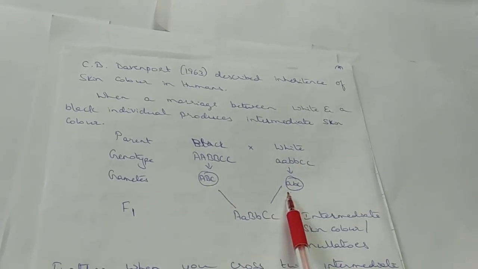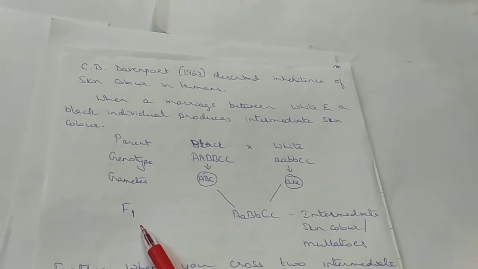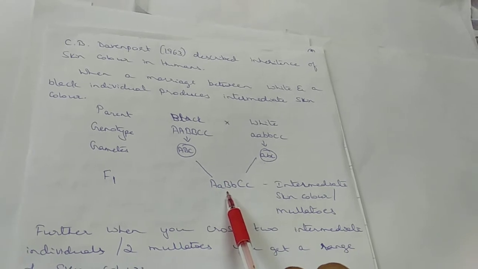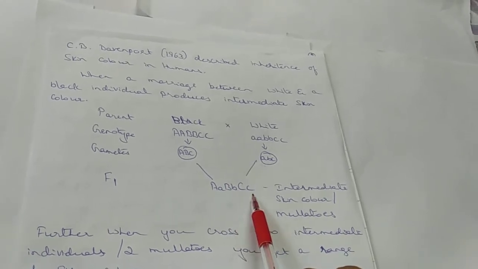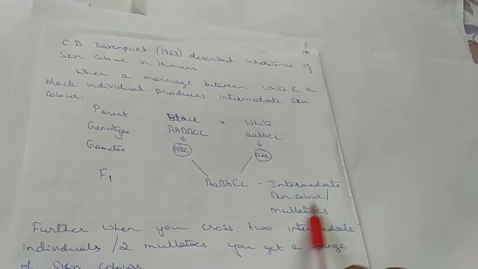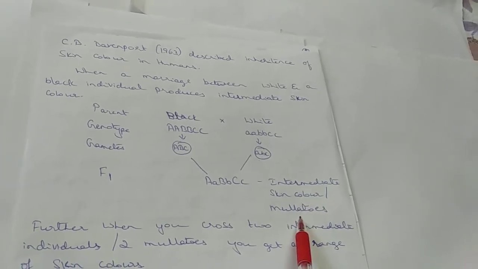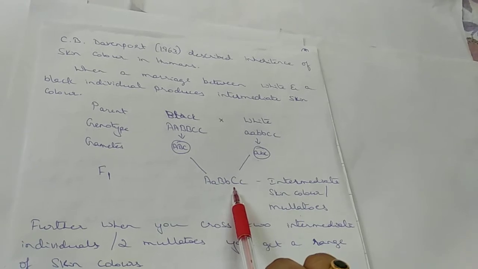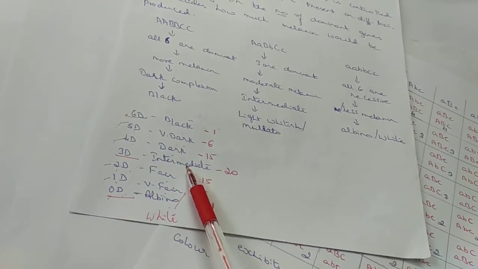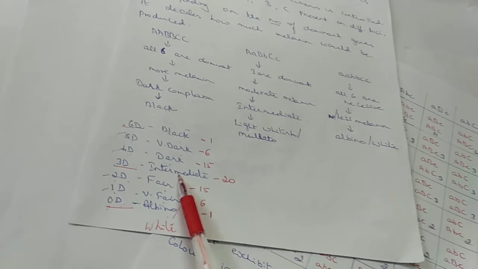When you cross these two, in the F1 generation we are going to get capital A, small a, capital B, small b, capital C and small c, which you are going to call the intermediate skin color or the mulattoes. Here we are getting what? The 3 dominant genes are present. So we have already seen that the presence of 3 dominant genes is going to give an intermediate character.